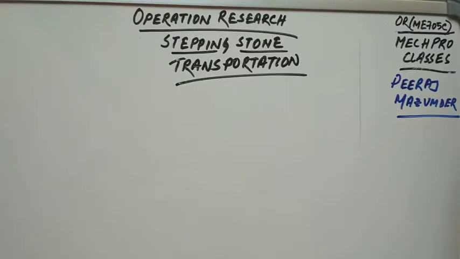Today we will learn the stepping stone method, which comes under transportation. Basically we have done the transportation method using the northwest corner method, least cost method and Vogel's approximation method, VAM. If you haven't seen the previous videos yet, you are welcome to view the previous videos on least cost method, northwest corner method and VAM. You can find them in the playlist description.